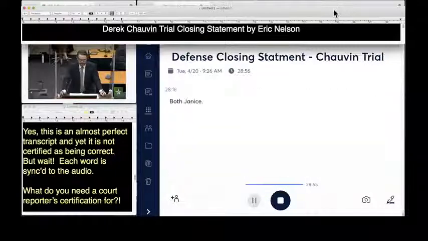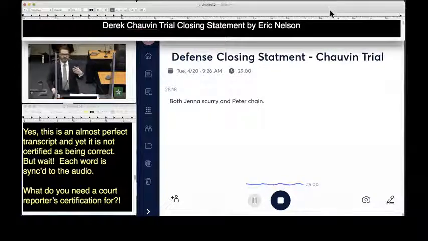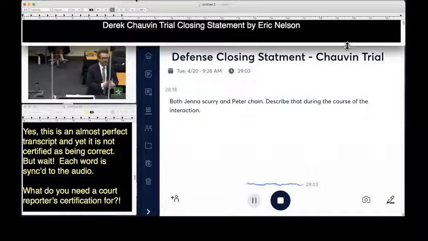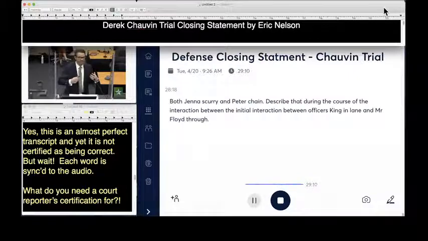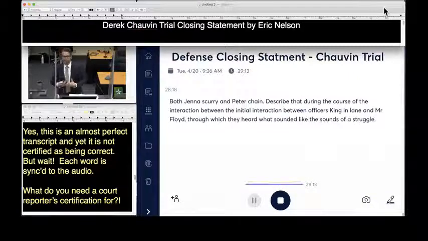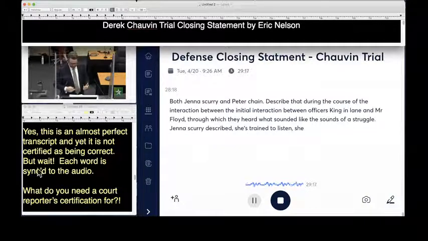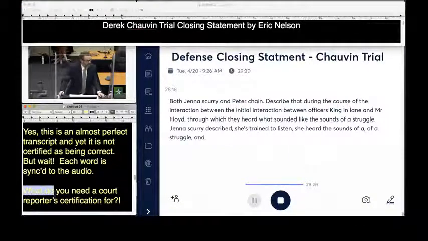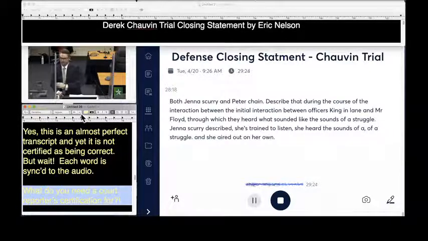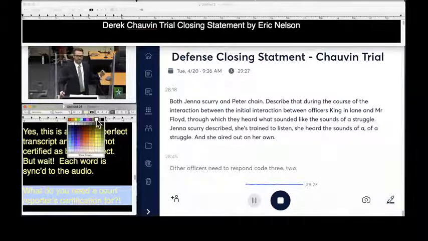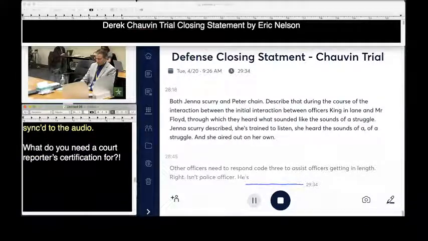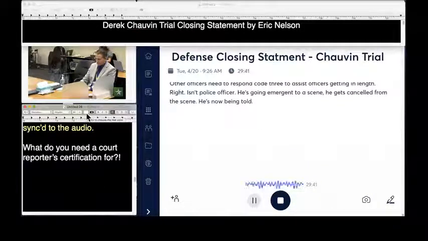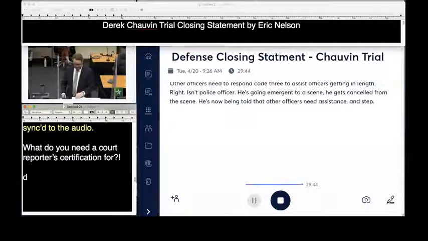Both Jenna Scurry and Peter Chang described that during the initial interaction between Officers King and Lane and Mr. Floyd, through dispatch, they heard what sounded like the sounds of a struggle. Jenna Scurry described she's trained to listen. She heard these sounds of a struggle, and she aired out on her own, other officers need to respond, Code 3, to assist Officers King and Lane, right? So a reasonable police officer, he's going emergent to a scene, he gets canceled from the scene, he's now being told that other officers need assistance, and step it up, get there fast.